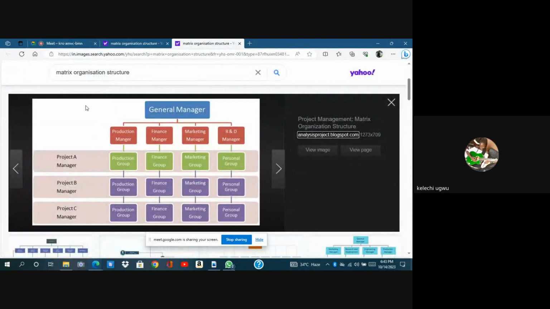Yes, ma'am. You are seeing this pattern. This pattern is called a matrix. These rows and columns, the pattern formed here, is known as a matrix. It's a mathematical term too.